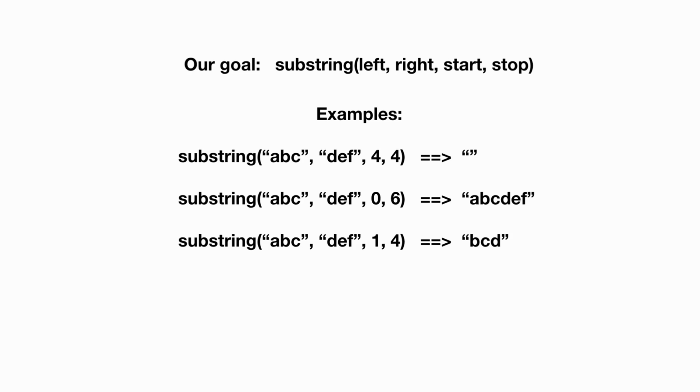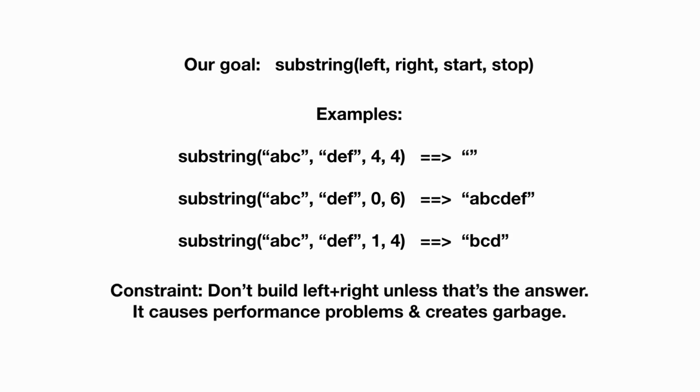The third one is probably the most interesting. It starts after the first character A and ends after the fourth character D, so it takes the string BCD. Now our solution has a constraint. We don't want to build the left plus right strings unless that's the answer.